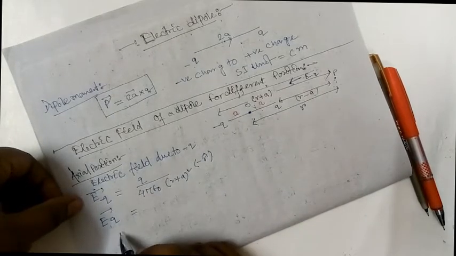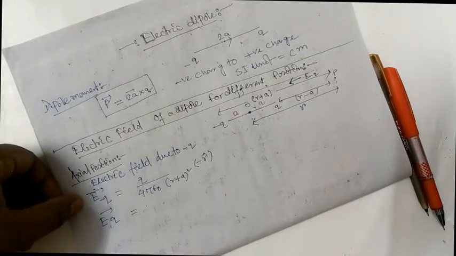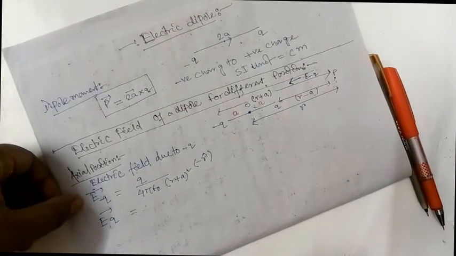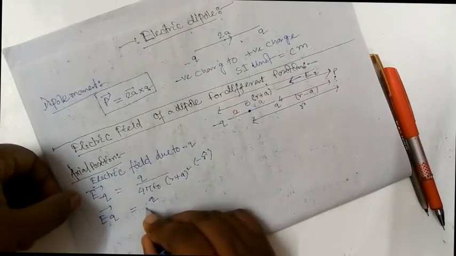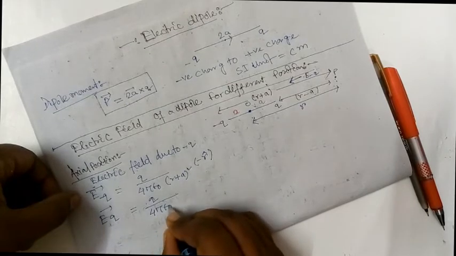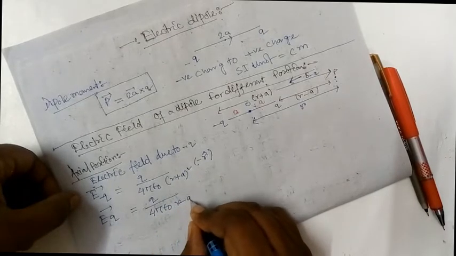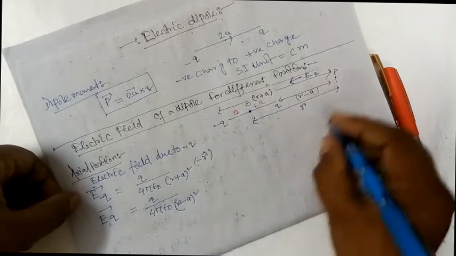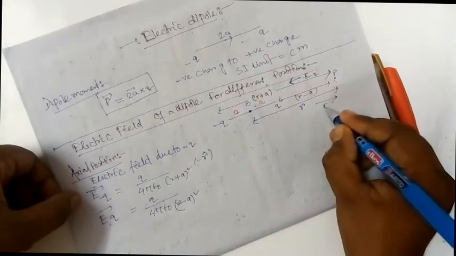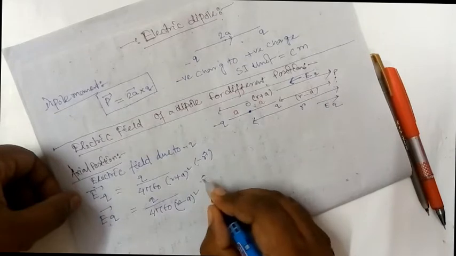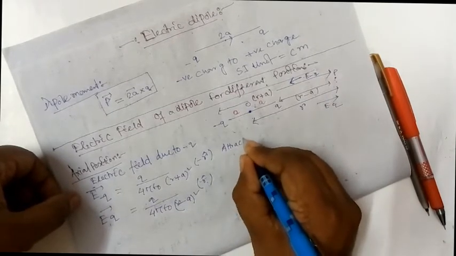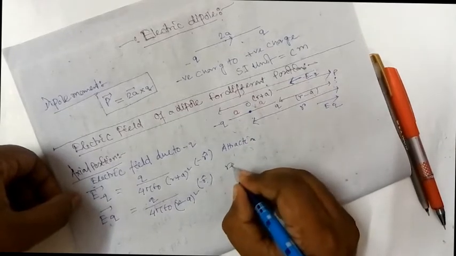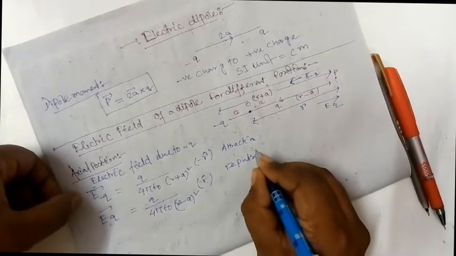And if I want to find the electric field due to charge Q, it should be Q by 4 pi epsilon naught into R minus A whole square, and it is directed in this direction, that is E of Q, it is R cap. So here we can mention it is a force of attraction and this is a force of repulsion.